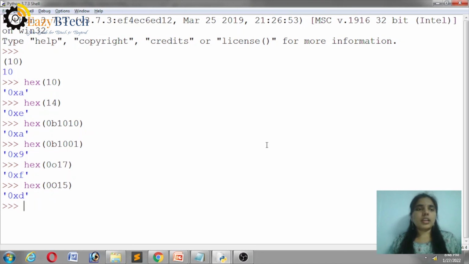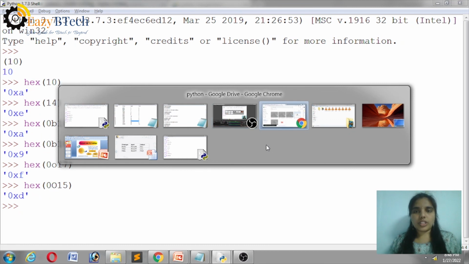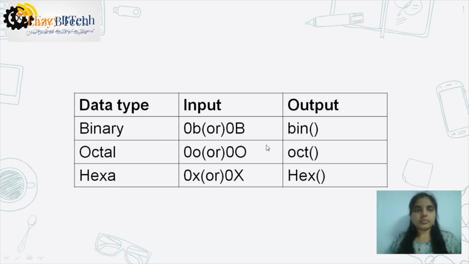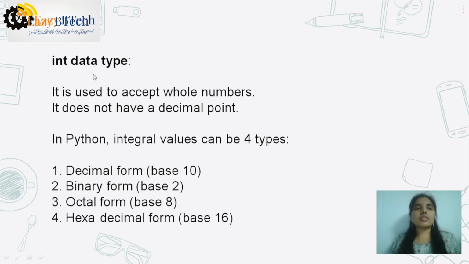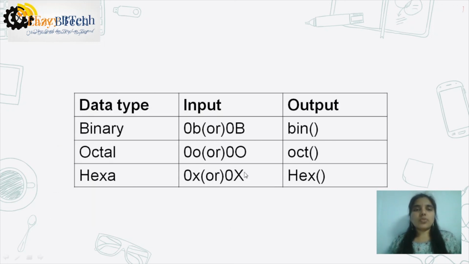Okay. Here, these are the conversions of integer. In the integer data type, totally 4 types are there: decimal form, binary form, octal form, hexadecimal form. In these 4 types, conversions will be there. If you want to give binary number as input, must and should you have to give 0b or 0B at the start of the number.